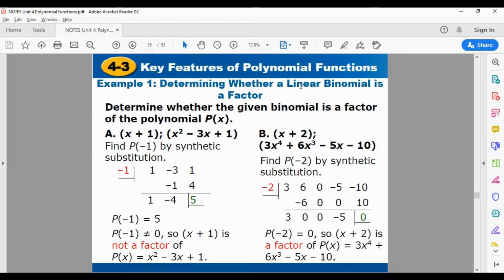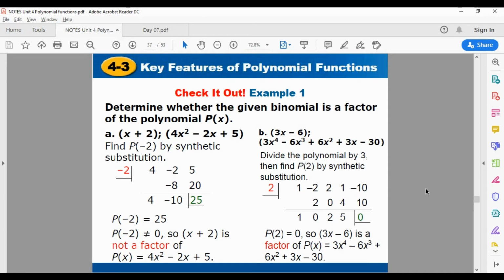Right, so is a linear binomial a factor? We talked about this one in the polynomial division. And so use your synthetic division. If the remainder is non-zero, it is not a factor. And if it is zero, it is. Okay, so here are two problems you can try on your own.